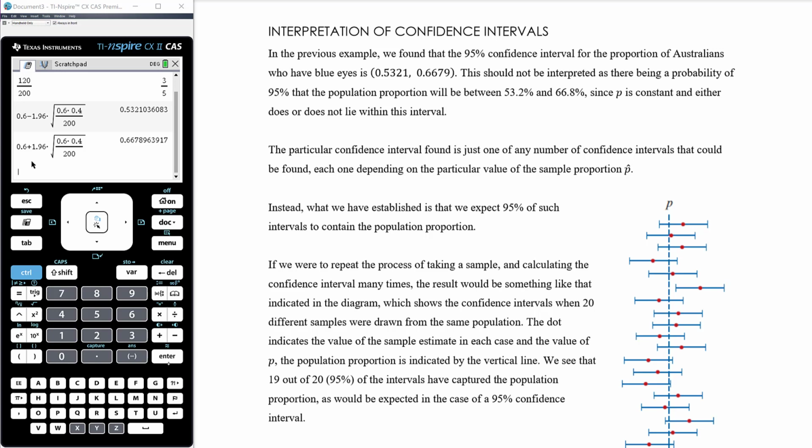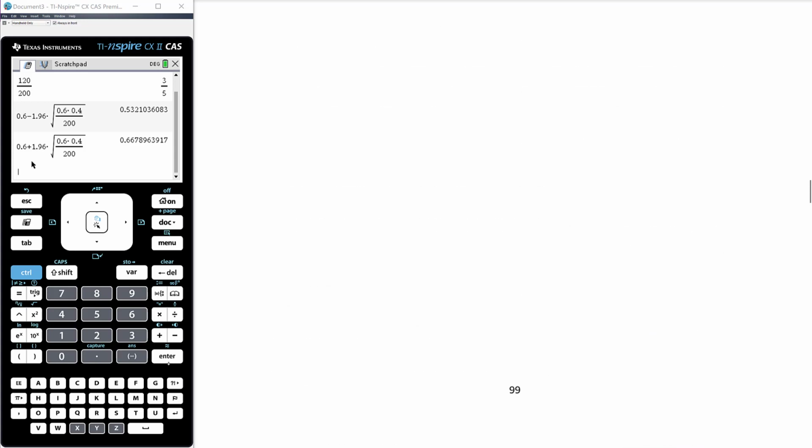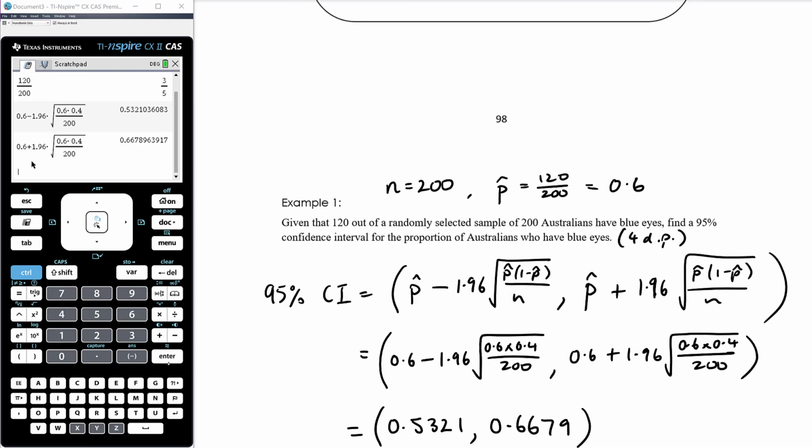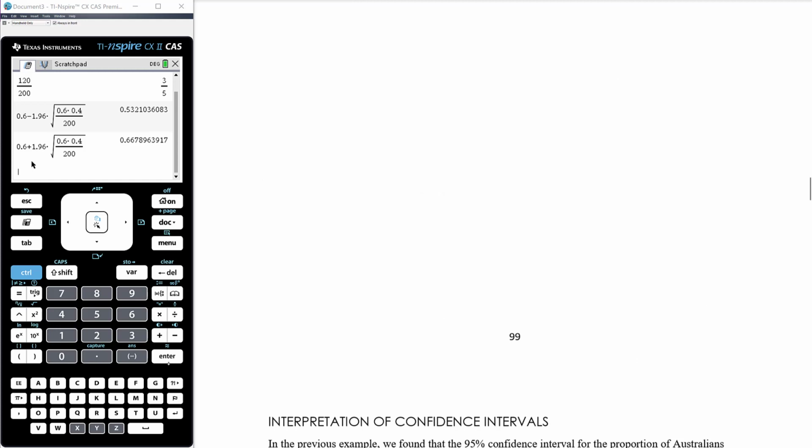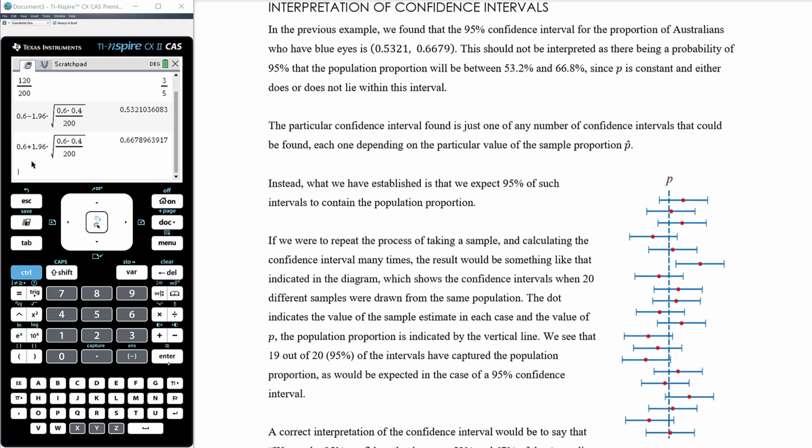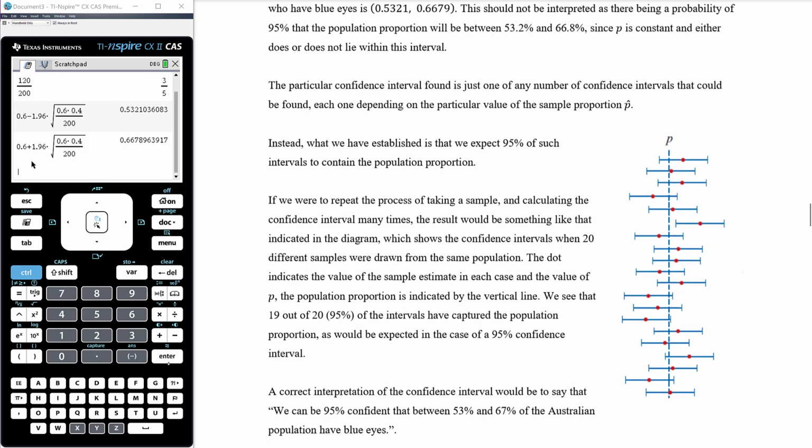So the particular confidence interval found is just one of any number of confidence intervals that could be found, each one depending on the particular value of the sample proportion. So we could have had a very different sample. We could have taken a different sample of 200 people and found that only 80 of them had blue eyes, and then we would have got a very different confidence interval. So it's important to understand that the confidence interval you've calculated is just based on one particular sample. What we've actually established is that if we were to take lots and lots of samples, in 95% of those samples, the population proportion would lie within the confidence interval that we calculate.